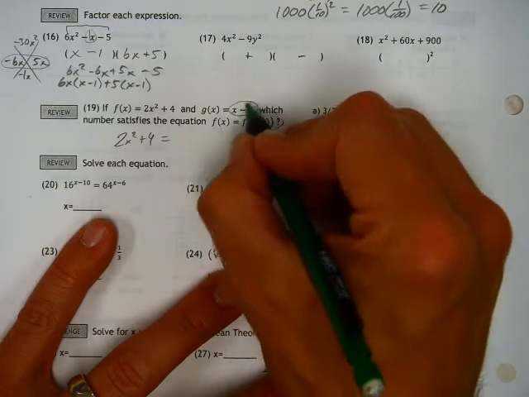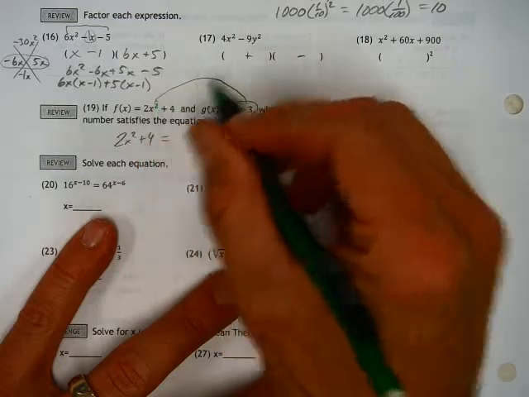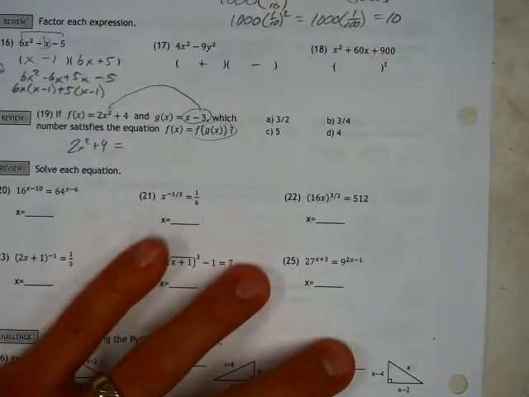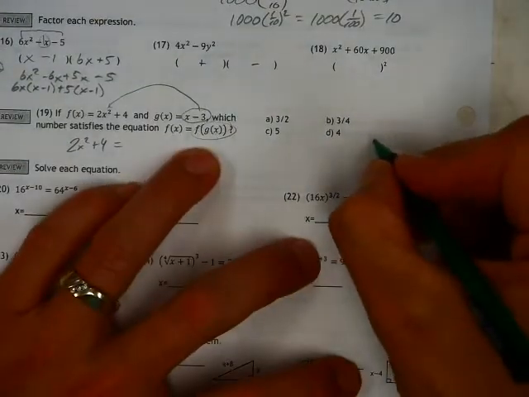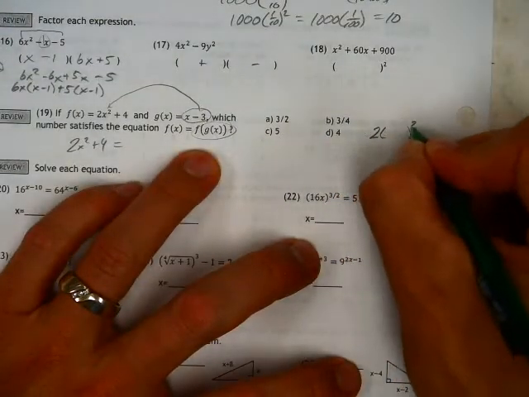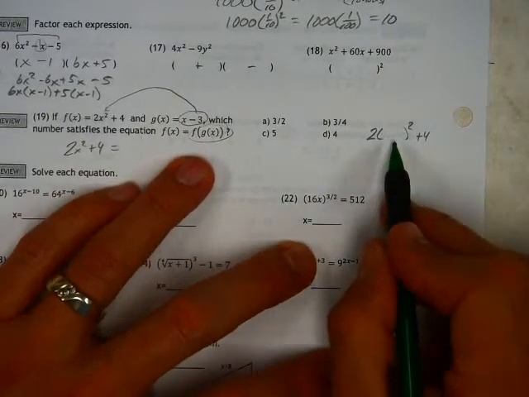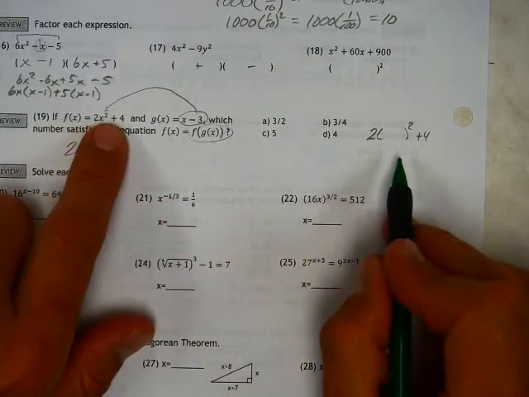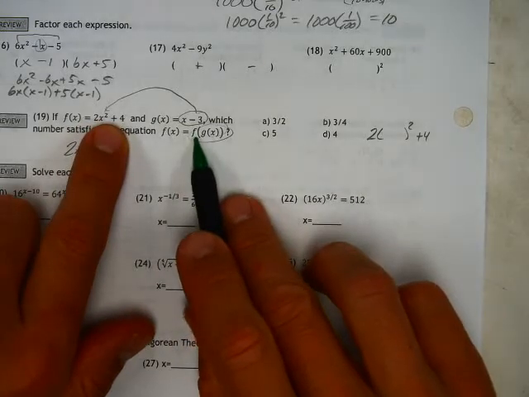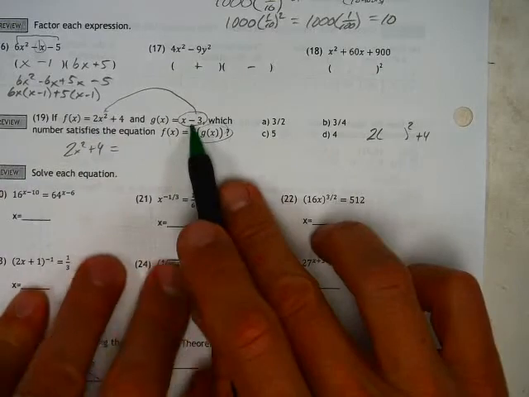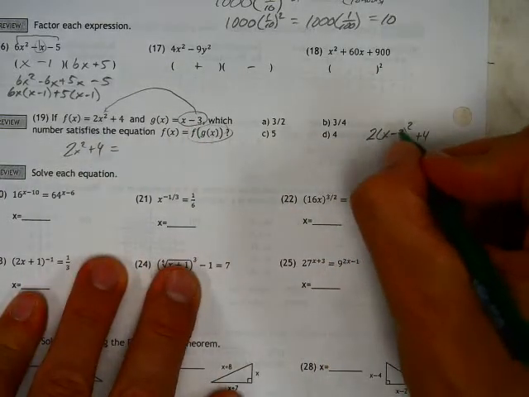G of x is this whole equation. We're going to plop that in place of that x there. And I'm going to do that off to the side because it's going to require a little bit of doing. So I've got 2 times something squared plus 4. And that equation is based on 2 times something squared plus 4. That's the f function. But in place of x, I've left a set of parentheses. And in that parentheses goes this, the x minus 3.